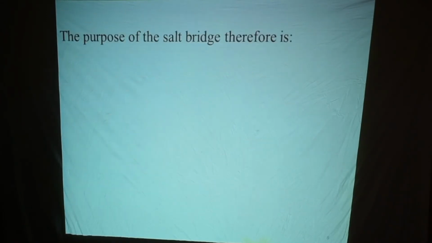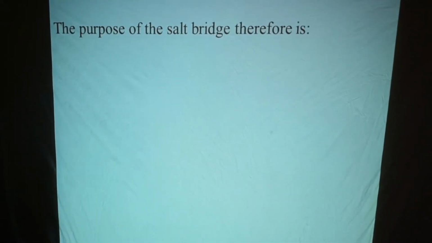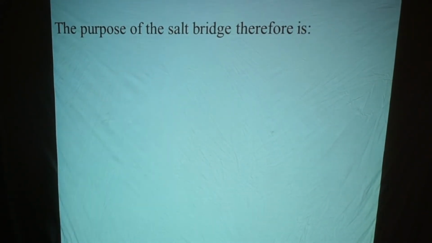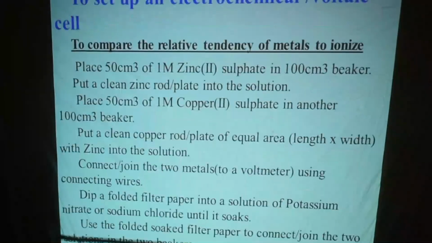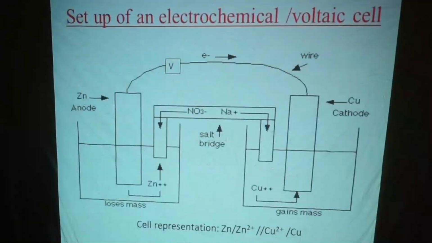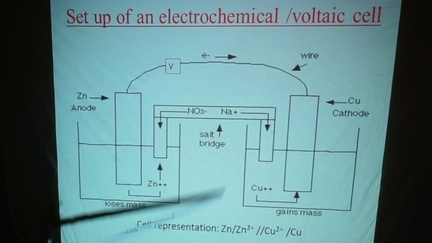So if we have a net increase in zinc ions and a net decrease in copper ions, they should be balanced. How do we balance this? We are using a salt bridge. What is this salt bridge? Let me go back to our diagram here. This one was acting as a salt bridge. This paper here is called a salt bridge.